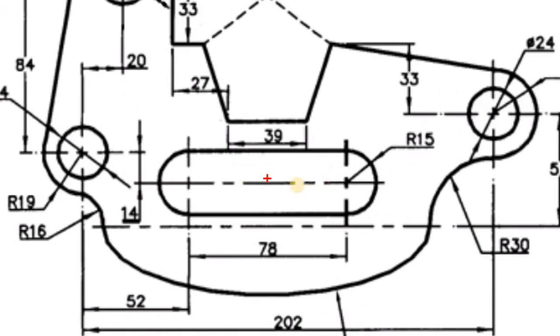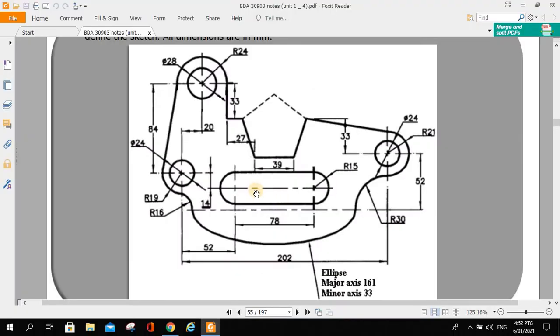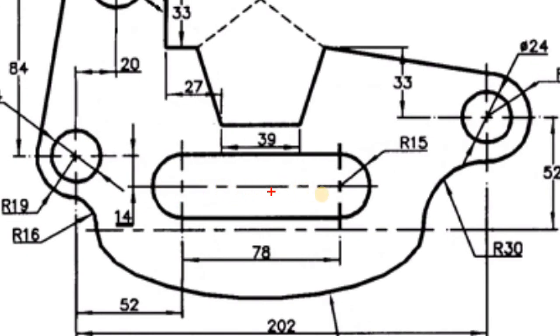This one. You can see that this one is a slot. I'm going to teach you how to make a slot. It is R15, and the length of the axis here is 78. To make it, first you need to make a construction line of the slot. This line is a construction line.